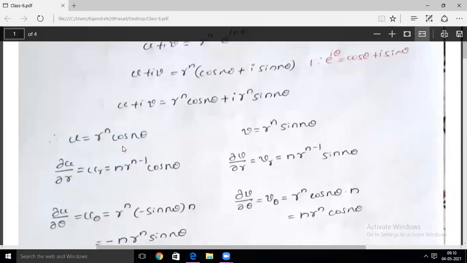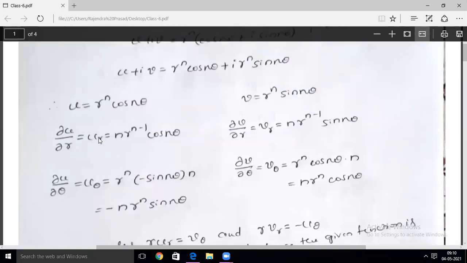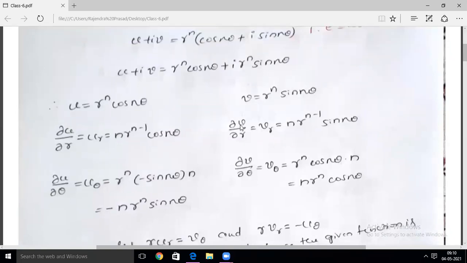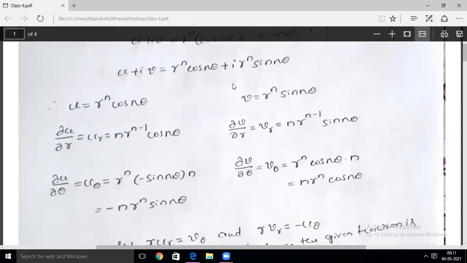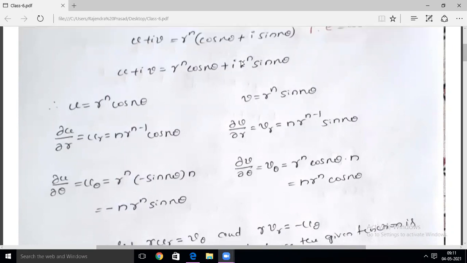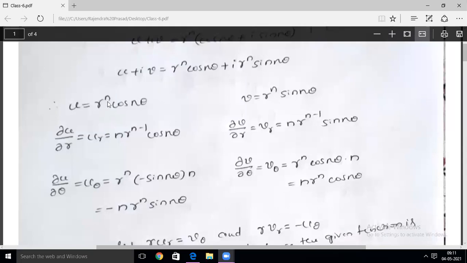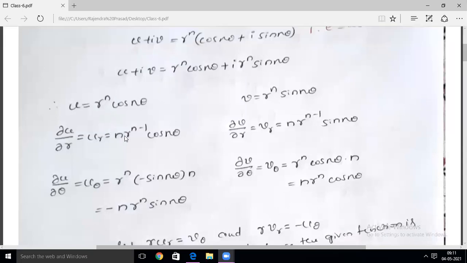Next, as usual, first we have to find first order partial derivatives. Nothing but u function with respect to r and theta partially, v function with respect to r and theta partially. So first u function with respect to r partially, theta treated as a constant. So cos n theta keep as it is, because theta treated as a constant. So we have to differentiate only the r term, right? So r power n differentiation, n into r power n minus 1. Theta treated as a constant, so cos n theta keep as it is.